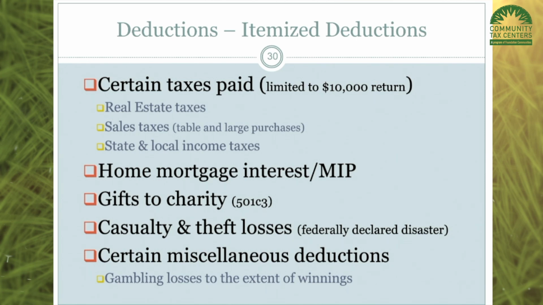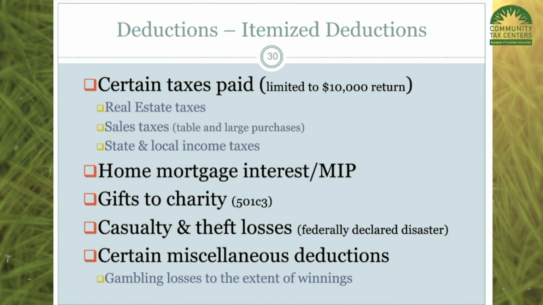We won't go into the casualty and theft loss. That's a percentage, but it has to be something very significant, like if there is a tornado, something that damages maybe their home. But again, we also have to factor in their insurance payments. And then there's the certain miscellaneous deductions.